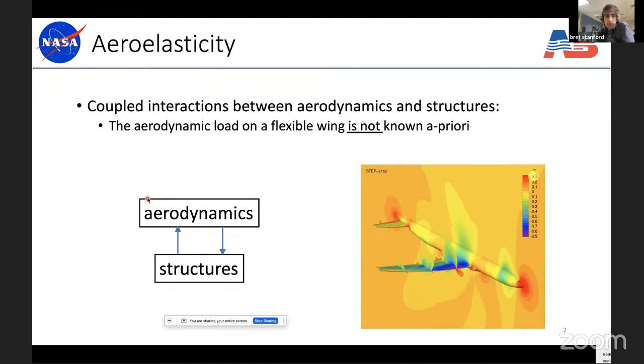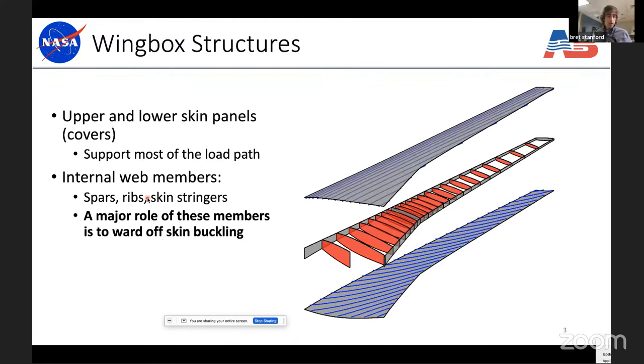And so the end result here is that the loads on our structures are not known a priori. We have to compute them as a result of an aeroelastic process. So this is the first idea I wanted to talk about. The second idea, which again may not be super familiar to some of the folks on the call today, is a wingbox structure. So I have a highly simplified view of a wingbox structure here, an exploded view, in fact.